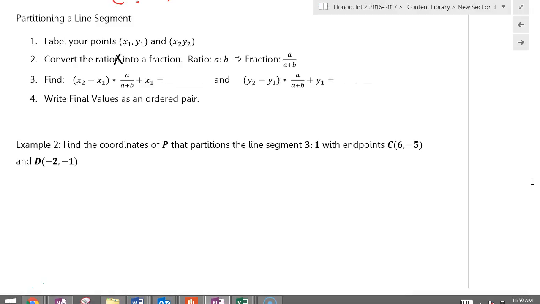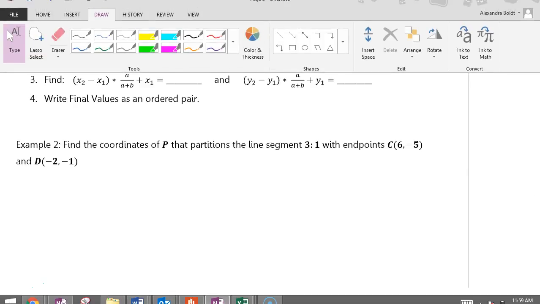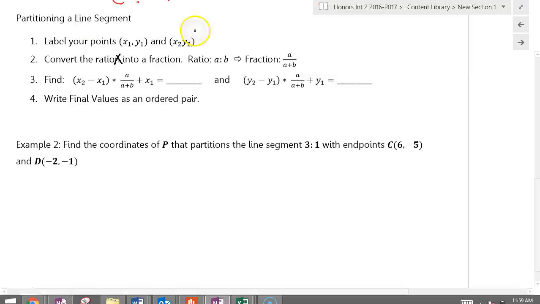Okay? So example 2, find the coordinates of P that partitions the line segment 3 to 1 with endpoints (6, -5), and C with (-2, -1). Okay? Order matters for you. My order definitely matters. So whatever point I'm given first is 1. Whatever point I'm given second, right, is 2.